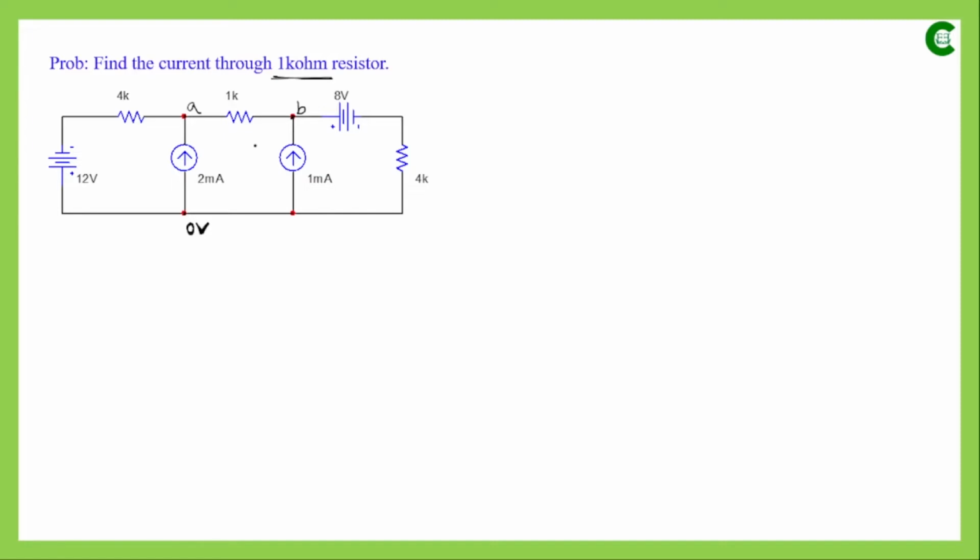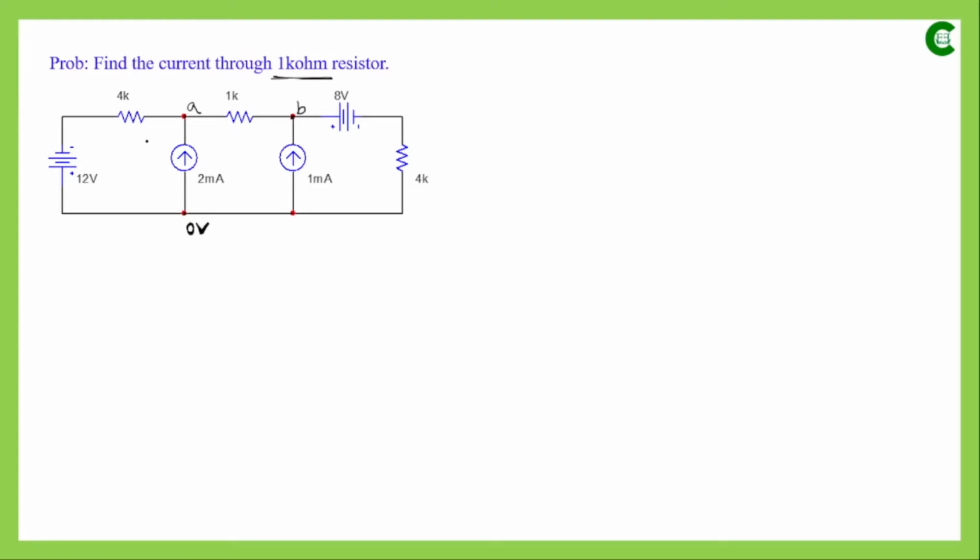Now this circuit can be solved in two ways by applying node analysis or KCL. First, we will apply the concept of source transformation, and then we will simplify the same circuit without applying source transformation. So in the first approach, we will first transform the sources.